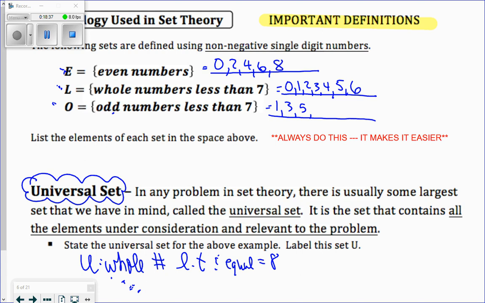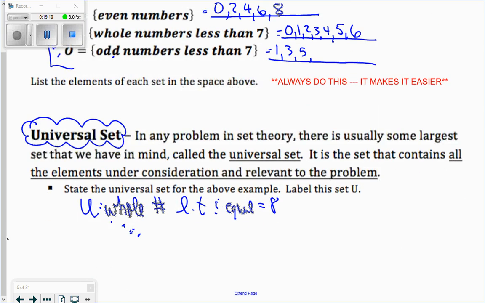Is that the only universal set? No. As long as these would fill, you could say whole numbers from 0 to 100. Because would all those be included in 0 to 100? Yes. Now, is it stupid to make it 0 to 100 because now you've got a whole bunch of extra numbers that you're not using? Also, yes. Okay, but technically, you can make the universal anything as long as all of those are included within it. Okay? You're good with that?